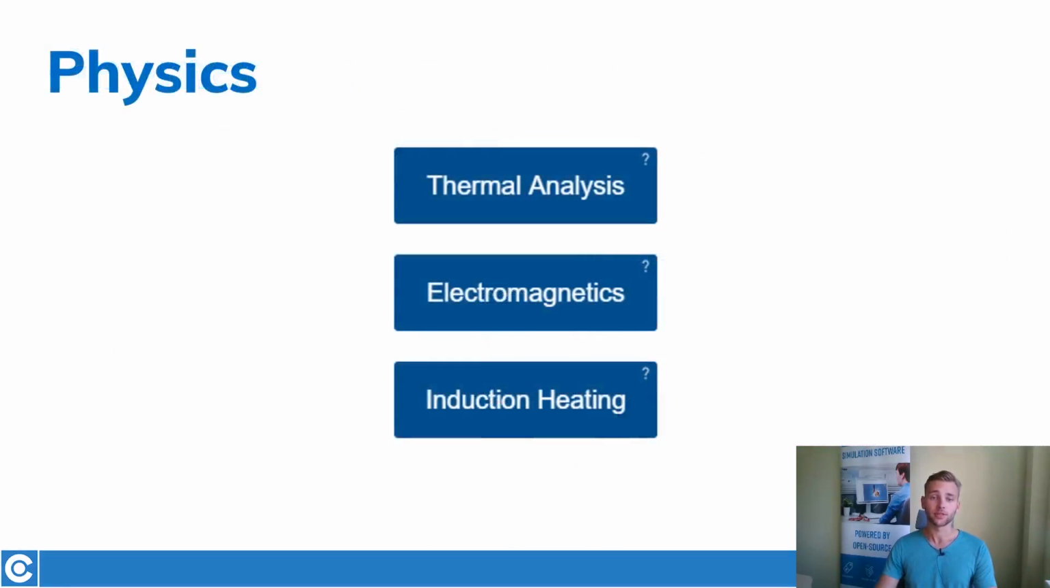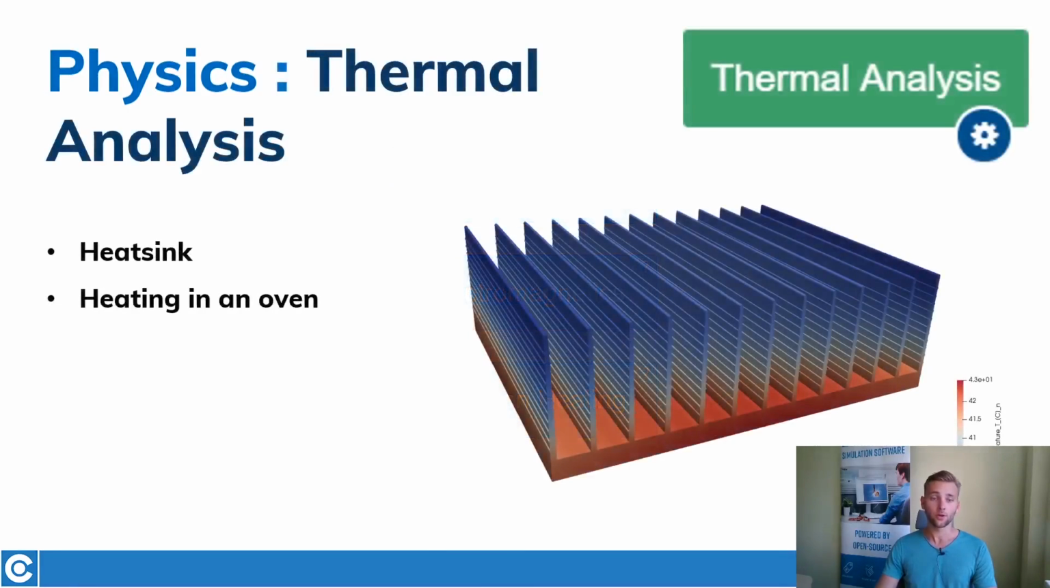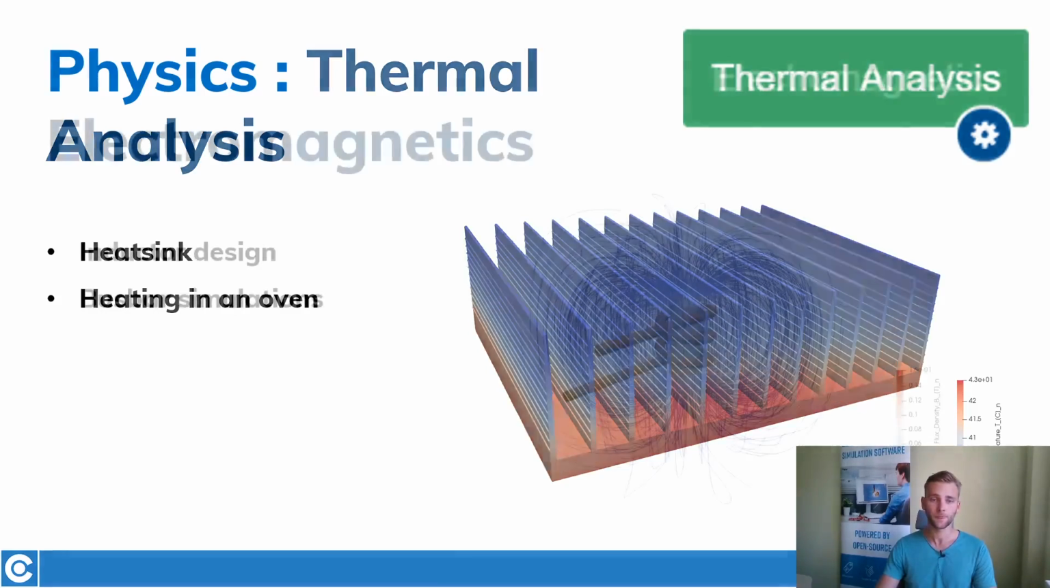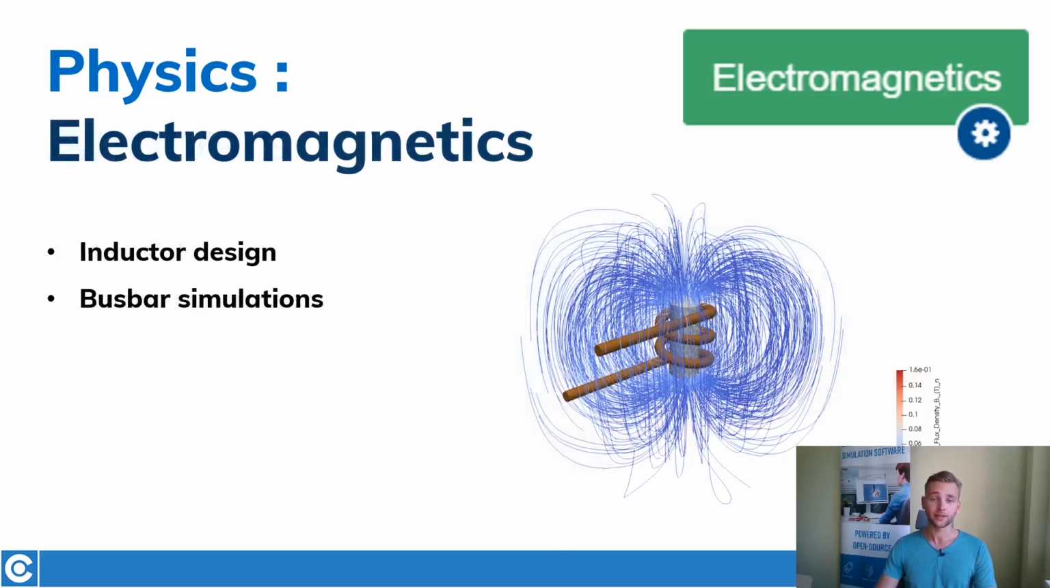Once the geometry is set, you can choose from three types of analysis: thermal, electromagnetic, or coupled induction heating. Thermal analysis is useful for completely thermal calculations, such as heatsink or heating in oven applications. Electromagnetics helps to evaluate only the electromagnetic aspect of the system and is useful for inductor design iterations or, for example, busbar simulations.